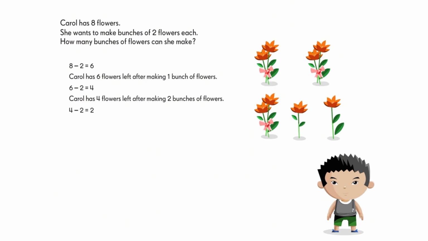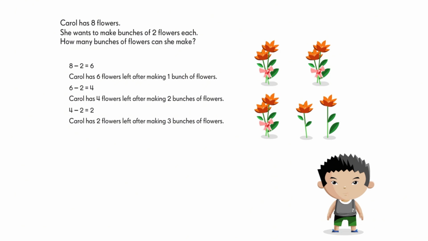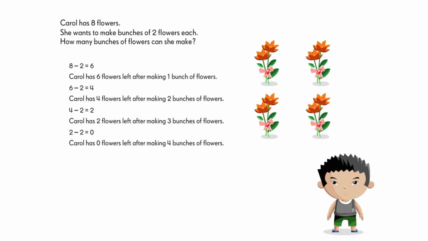4 minus 2 is 2. Carol has 2 flowers left after making 3 bunches of flowers. 2 minus 2 is 0. Carol has 0 flowers left after making 4 bunches of flowers.